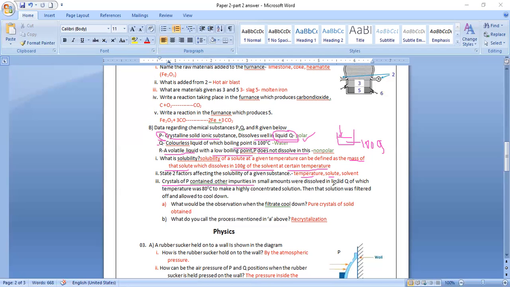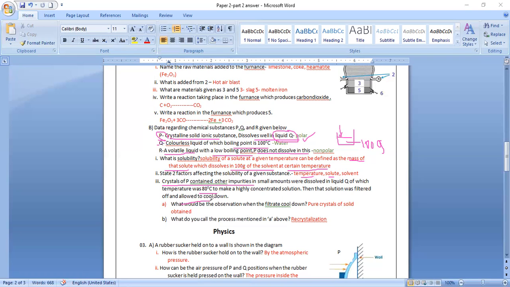Now that is dissolved with Q and they have increased the temperature to like 80 degrees, with a highly concentrated solution. So we call that a saturated solution. You are making the solution saturated. By providing heat, you are making the solution concentrated. Then what you are doing, you are filtering that solution and keeping it to cool down.